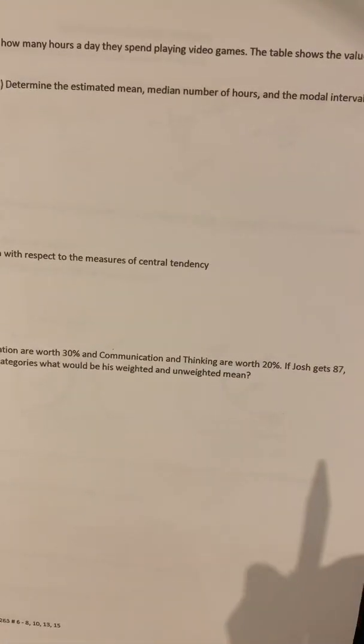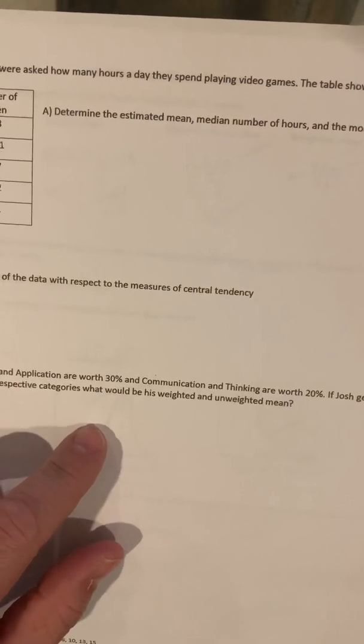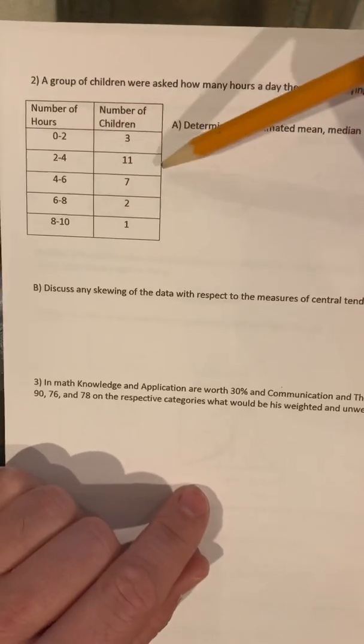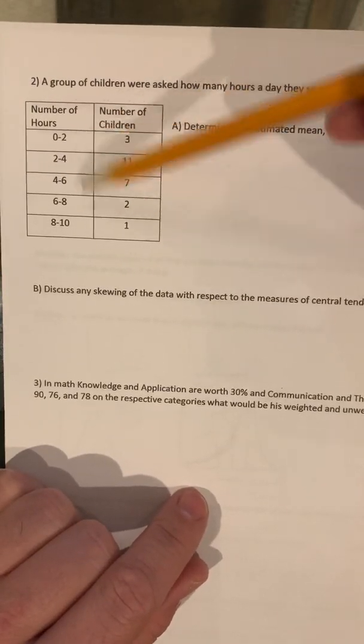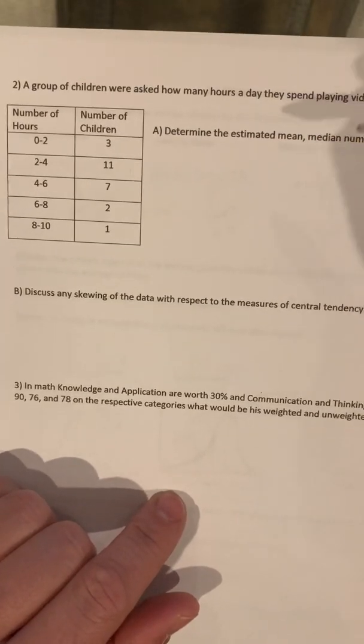This one is going to be a little bit tricky. A group of children were asked how many hours a day they spend playing video games. The table shows the number of hours and the frequency of the people in those ranges. So, the estimated mean.